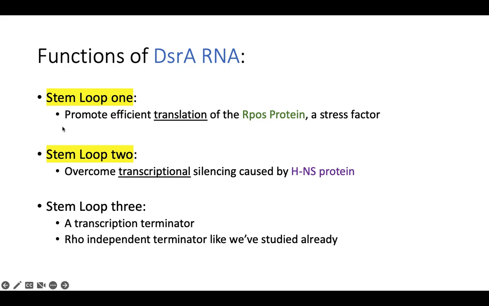Our first loop is responsible for promoting the translation of the rpoS protein, and this is a stress factor found in several bacteria. Now, our loop 2, the purpose of this is to overcome the silencing which is caused by a separate protein, H-NS, and we're not going to dig into that too much. We'll just go over it briefly. And loop 3 is a rho-independent terminator. This is something we've studied in the past, pretty much. As we're creating the DsrA RNA, that just says transcription's done, the DsrA is done. Let's get it out there.